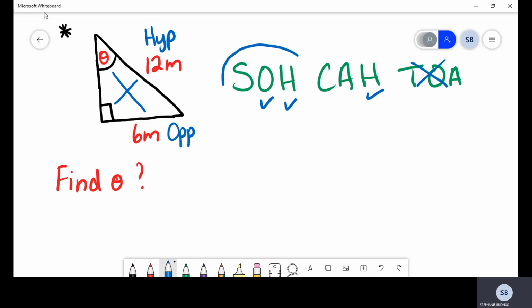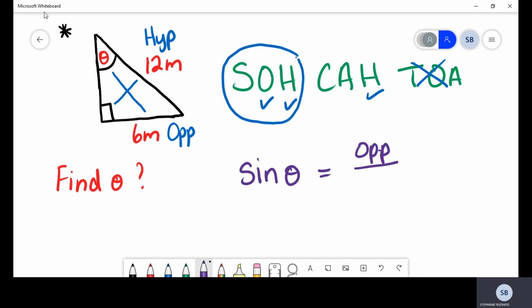Now, the winner is the one that has 2 ticks. Kind of like when you send a WhatsApp message and it finally goes through. It's like, oh, yes, finally. You can think of it like that. WhatsApp 2 ticks, that's the one you pick. So we are going to use SOH. Now, what does SOH break down into again? Well, S stands for sine theta, is equal to O stands for opposite, and H stands for your hypotenuse. You can write caps or commas, it doesn't matter.